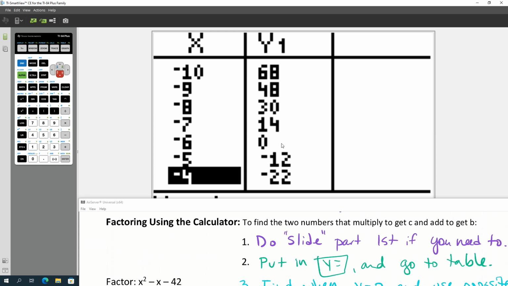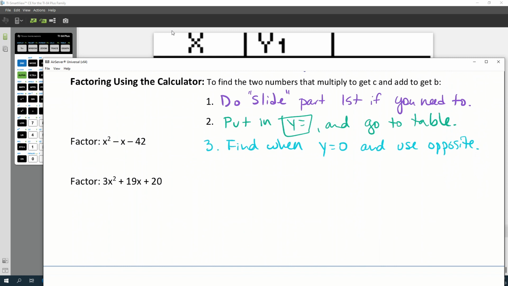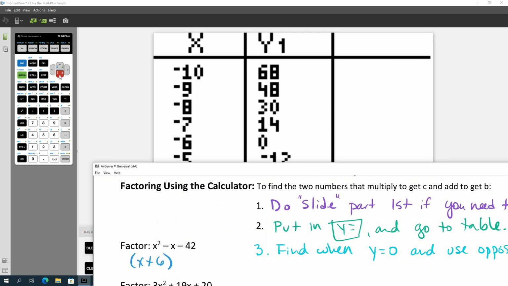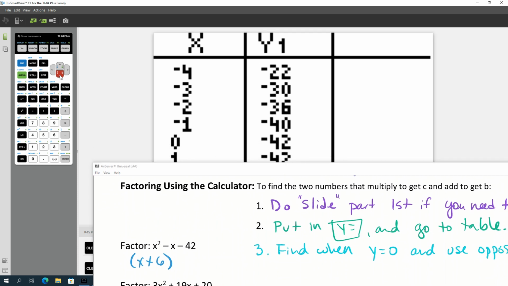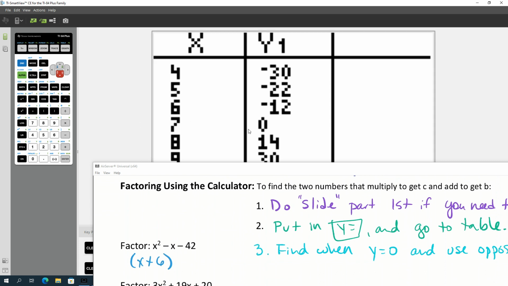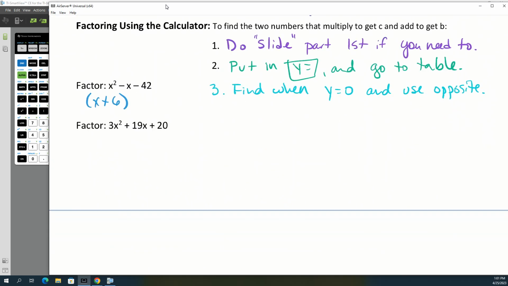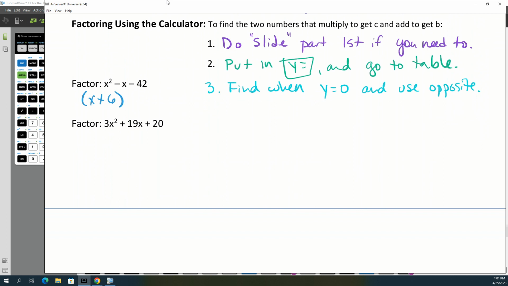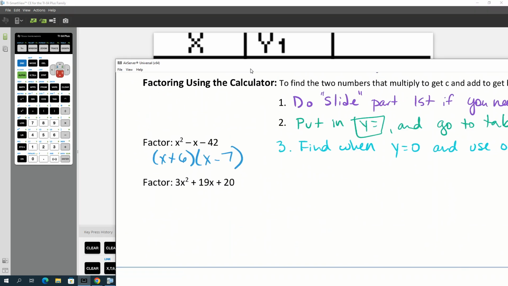-6 is one of the things that gives me 0. So that means that the opposite, that x plus 6 is a factor. All right, and then I'll keep on scrolling. Another number that gives me 0 is 7. So what's the factor? X minus 7. Okay. All right, let's do this one more. You guys are doing great. I know it's been a long day.